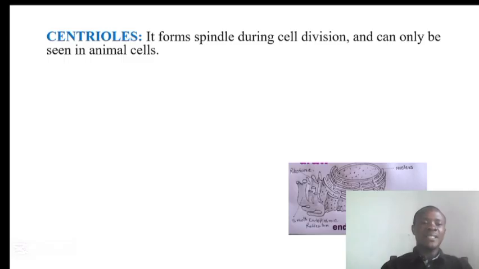One we have here on this slide is the centriole. The centrioles form spindle fibers during cell division. When the cell wants to divide, whether in mitosis or in meiosis, it is the centriole that will form the spindle fiber. This spindle fiber will help the chromosomes to align at the center or to move towards the pole, and it can only be seen in animal cells.